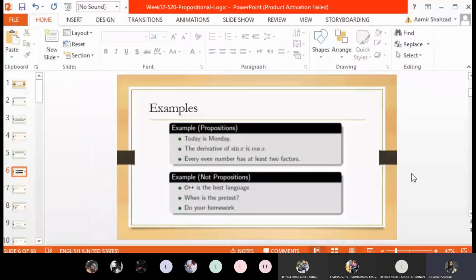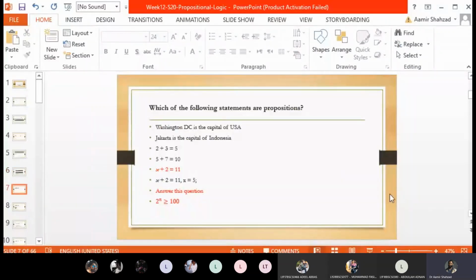When is the pretest? So this is an interrogative sentence. When is the pretest? So the answer should be that the pretest exam could be on Thursday or Friday, but the answer is not yes or no. The answer is not true or false. So this is not a proposition. Do your homework. So this is like an imperative sentence, a commanding sentence. Do your homework. Eat your lunch. Go to the park. So this kind of statements are not propositions. इस तरह की स्टेटमेंट को हम ट्रू या फॉल्स नहीं कह सकते. So these last three statements are not propositions.